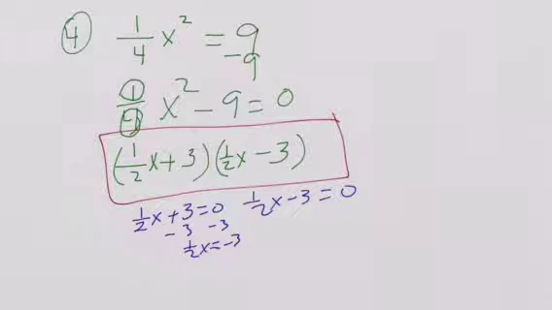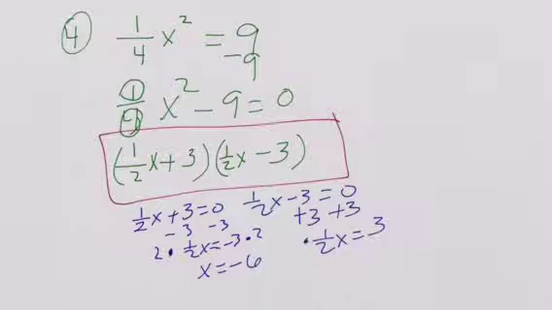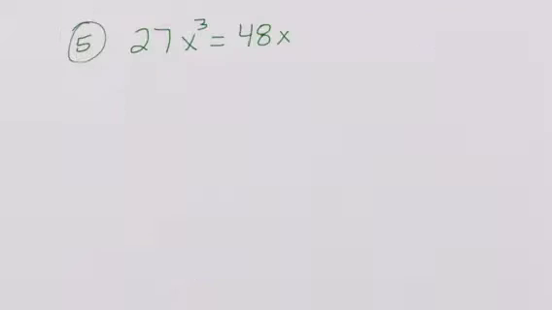What math operation is the 2 doing? It's dividing. What's the opposite of dividing? It's multiplying. So I'm going to multiply both sides by 2. So x is going to equal negative 6. I'm going to zero pair out the 3. So now I have 1/2 x is equal to 3. What math operation is the 2 doing? It's dividing. What's the opposite of dividing? It's multiplying. So x is equal to positive 6. So my two roots are going to be negative 6 and positive 6.